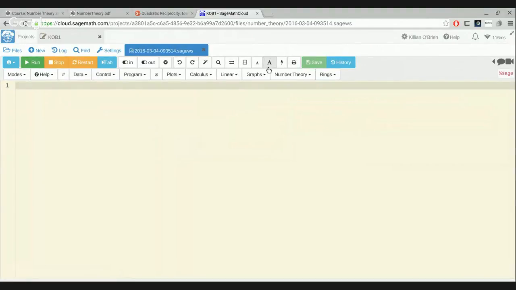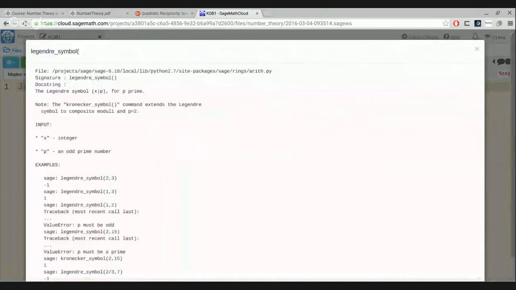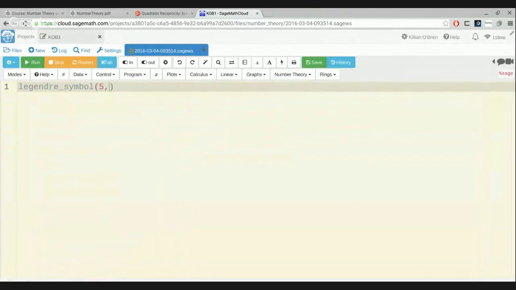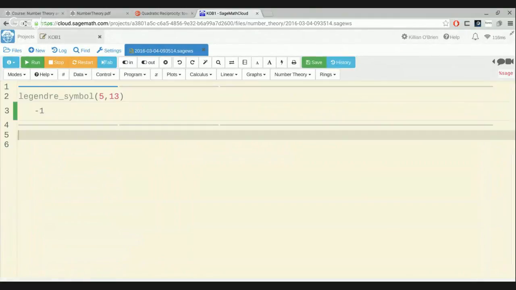Is that true? Did I do it right? Did I make any mistakes? Legendre symbol, command in Sage. So just go (5/13). So I should be seeing a -1 here. Phew, -1.